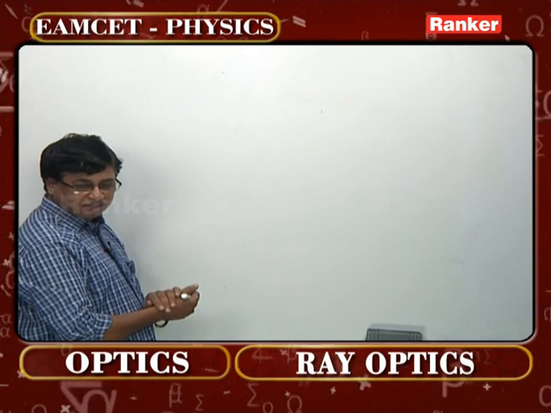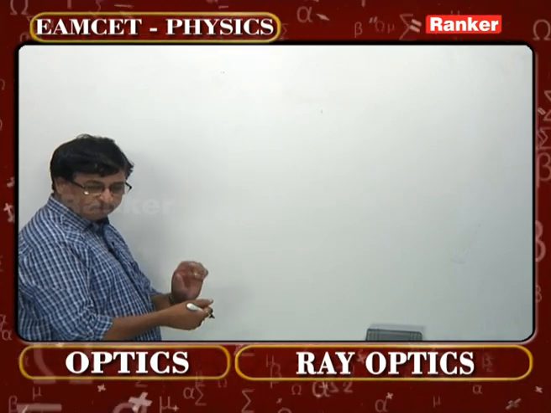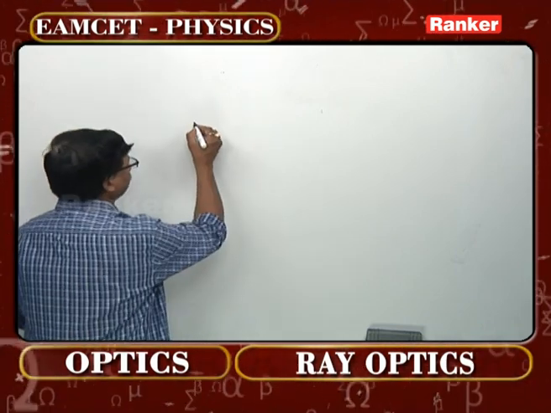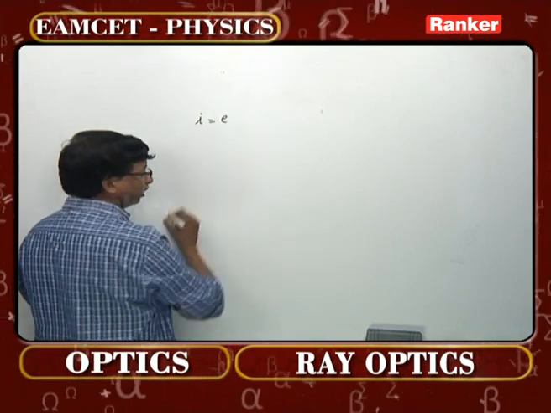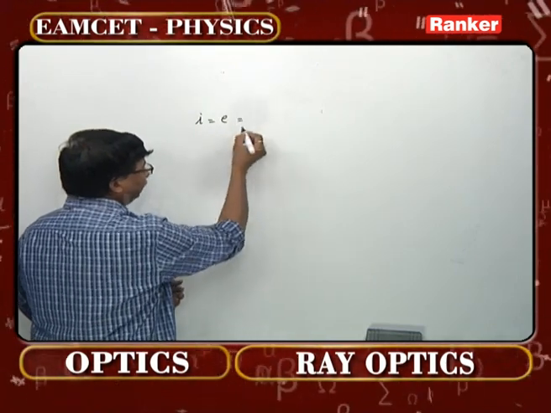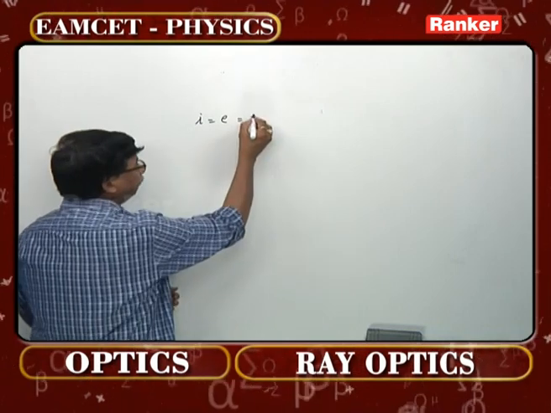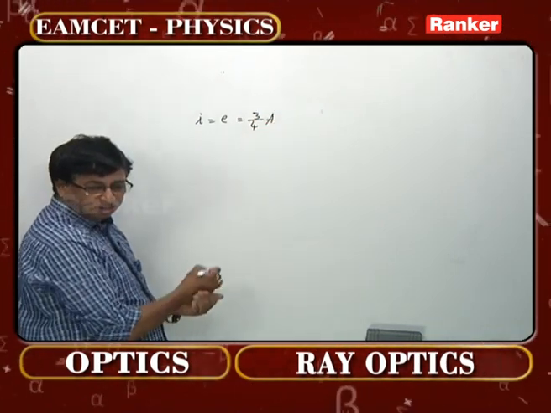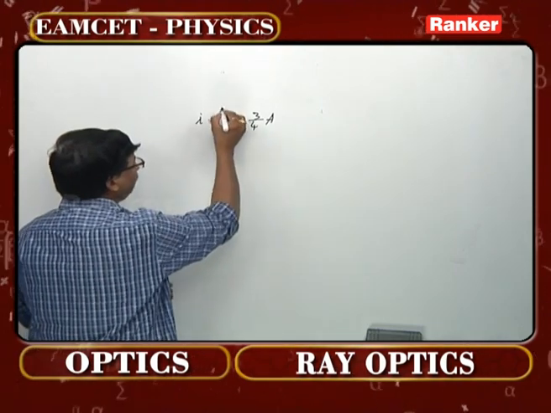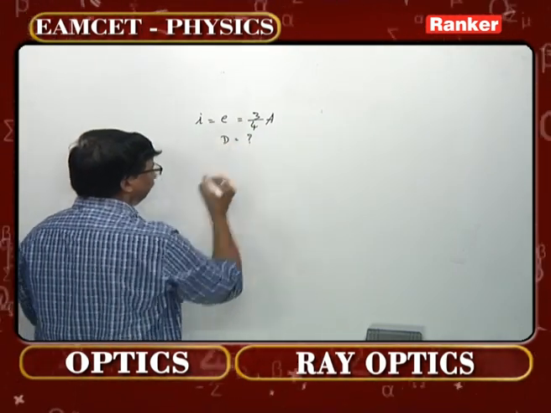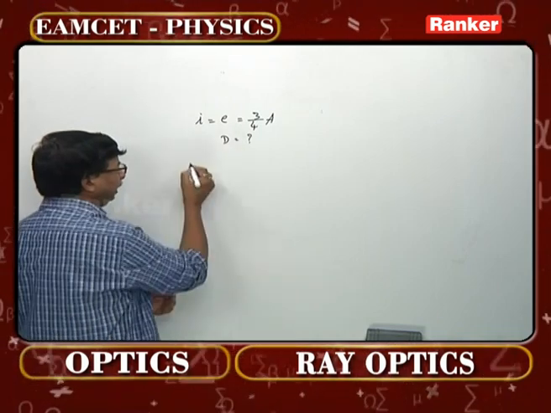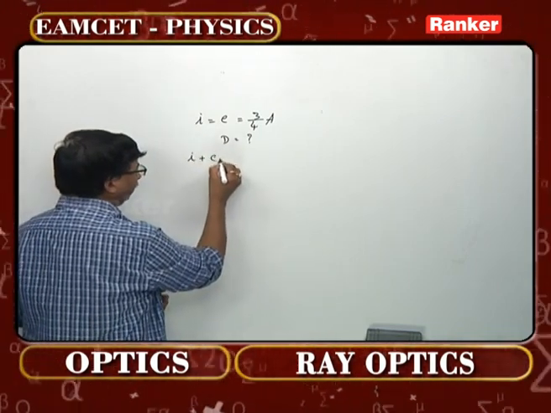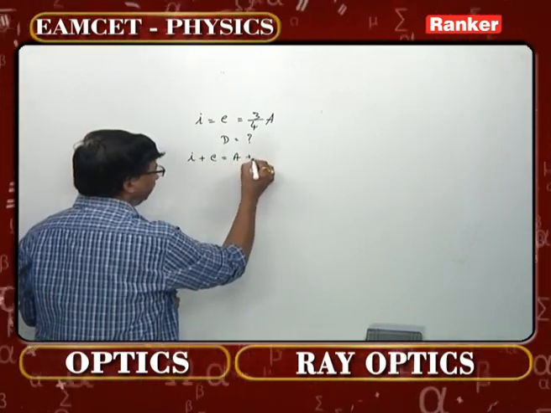Now he is giving us angle of incidence is equal to angle of emergence, I is equal to E, and the latter, that means E, is equal to how much? 3/4 the value of the angle of the prism. What is the question asking? What is the angle of deviation is the question. It is based on a direct formula. I plus E is equal to A plus D.